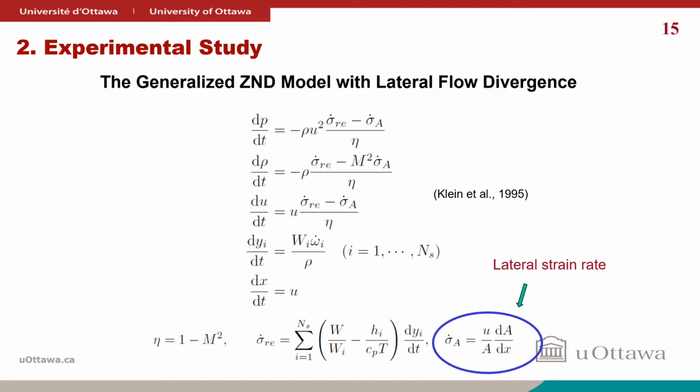Actually, the relationship between the velocity deficit and the flow divergence can also be obtained by solving the generalized ZND model with lateral strain rates, as shown in this set of ODEs. In this work, in all the calculations, the detailed San Diego mechanism was used for describing the chemical kinetics.